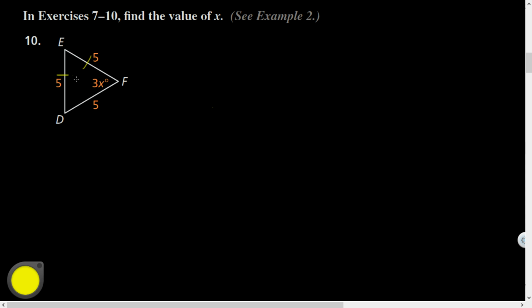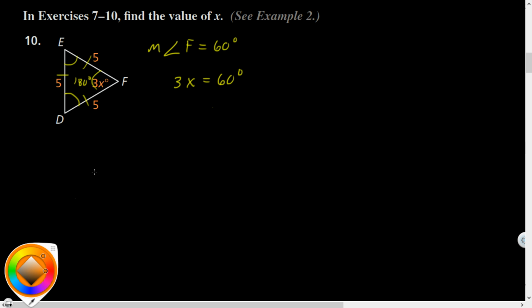So if this is an equilateral triangle, then I also know that it's an equiangular triangle. And if it's an equiangular triangle whose angles add up to 180 degrees, I know that each of those angles, the measure of angle F, is equal to 60 degrees, and therefore by substitution 3x is equal to 60 degrees. And then by the division property of equality, divide both sides by 3. And I think I get x equals 20.